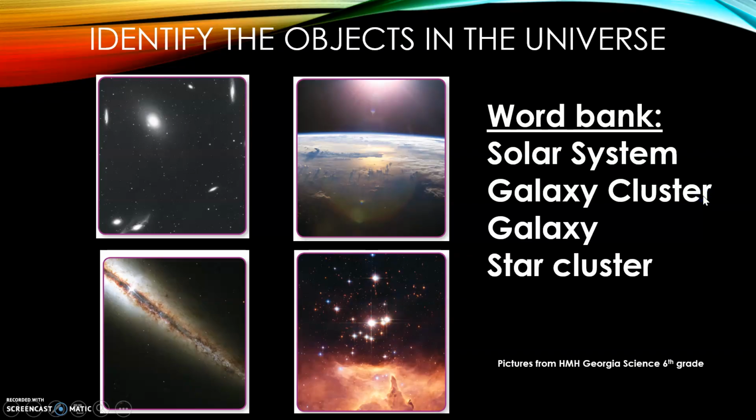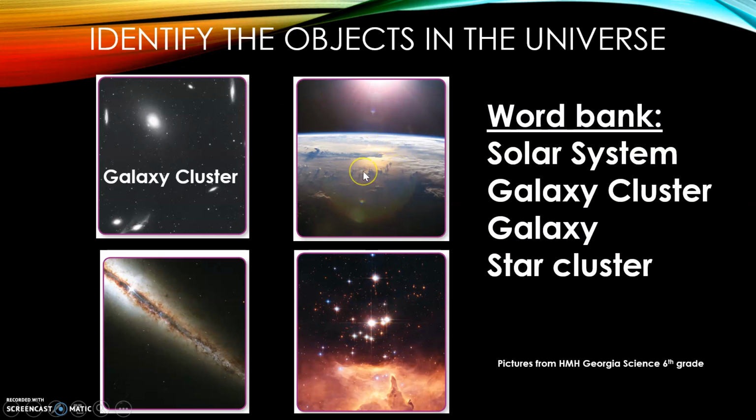So let's look at some pictures. We have 4 pictures here, 1, 2, 3, and 4. And we have 4 words: solar system, galaxy cluster, galaxy, and star cluster. So let's see. What do we think image 1 is? If you say galaxy cluster, you are correct. All of these are individual galaxies, and together they make up the cluster.